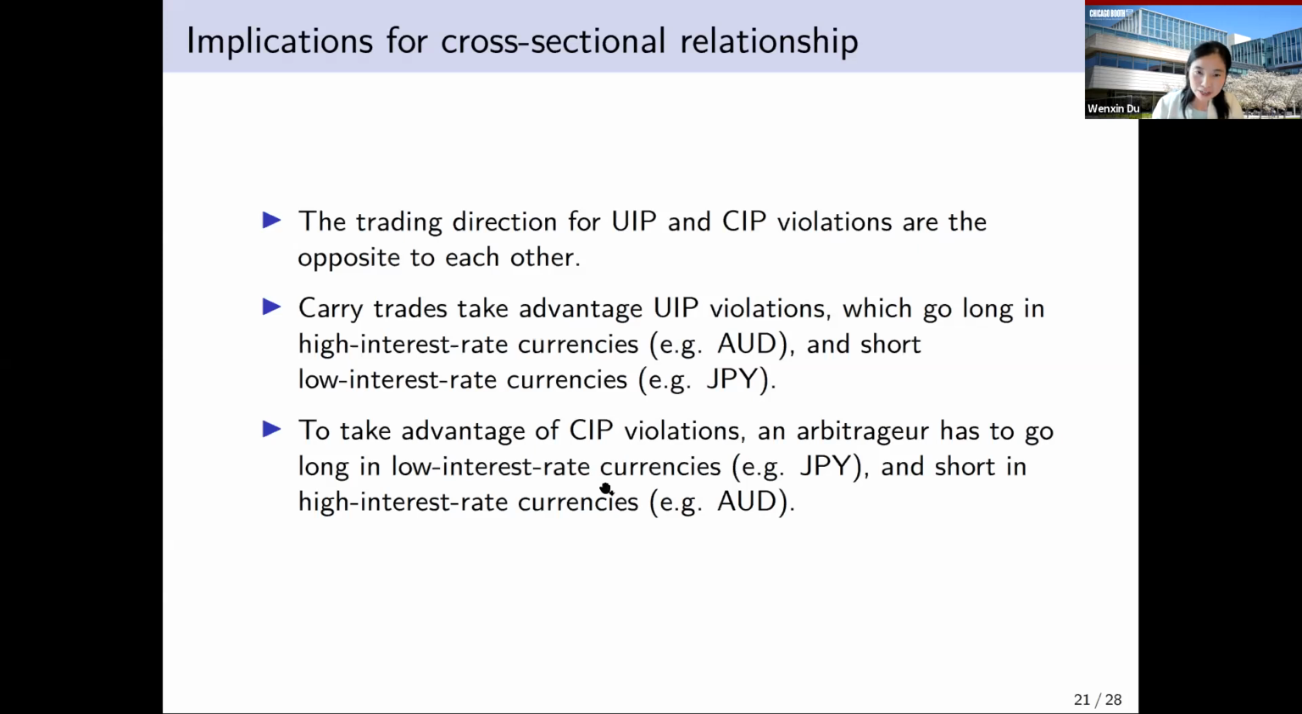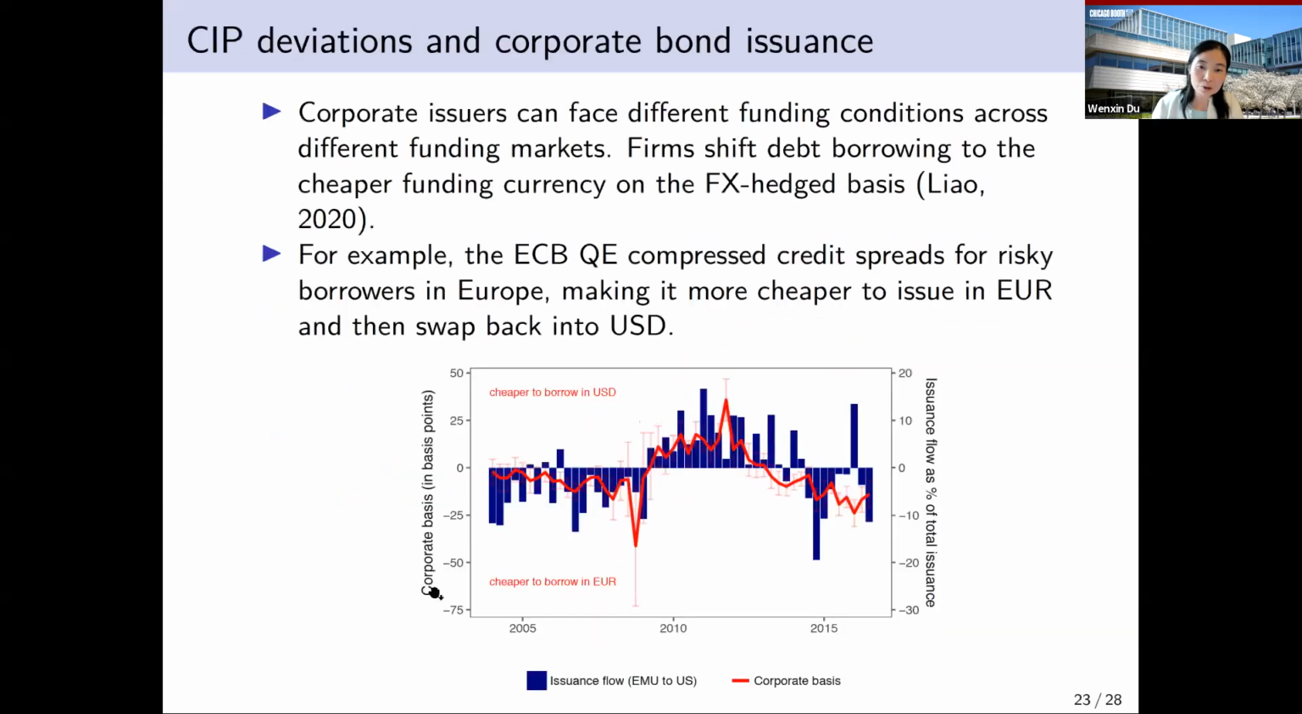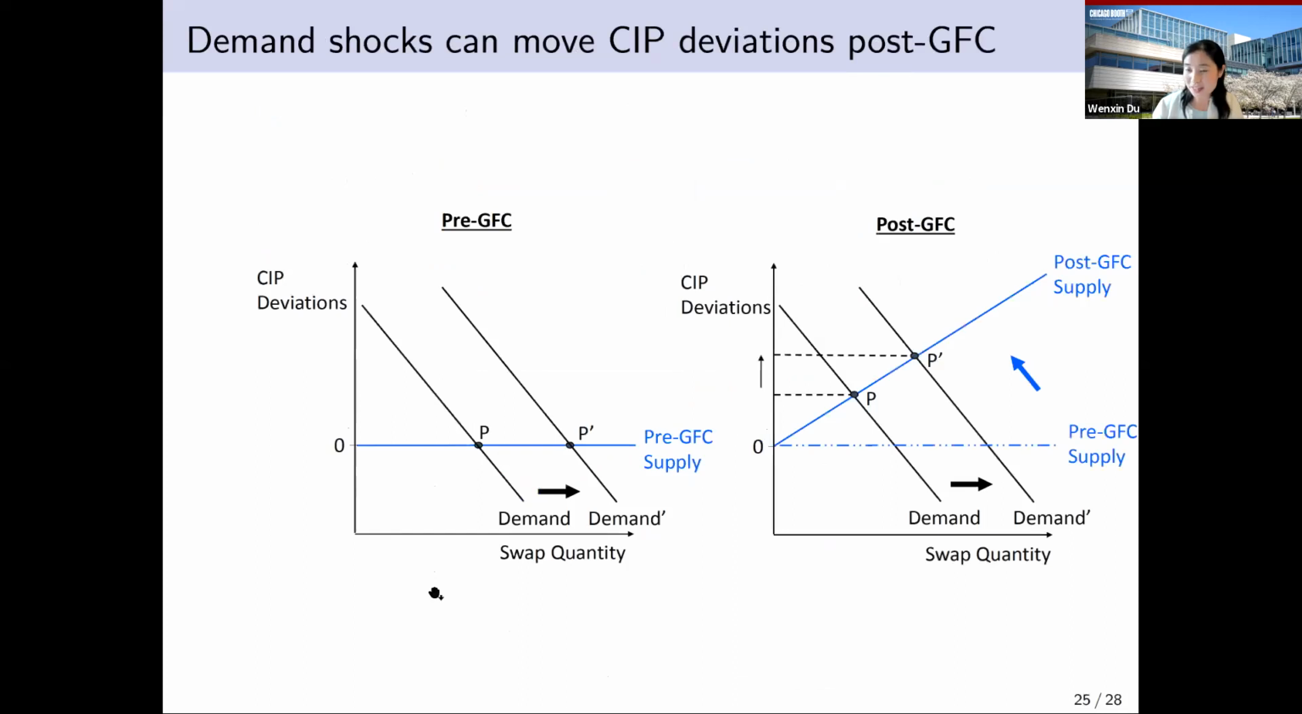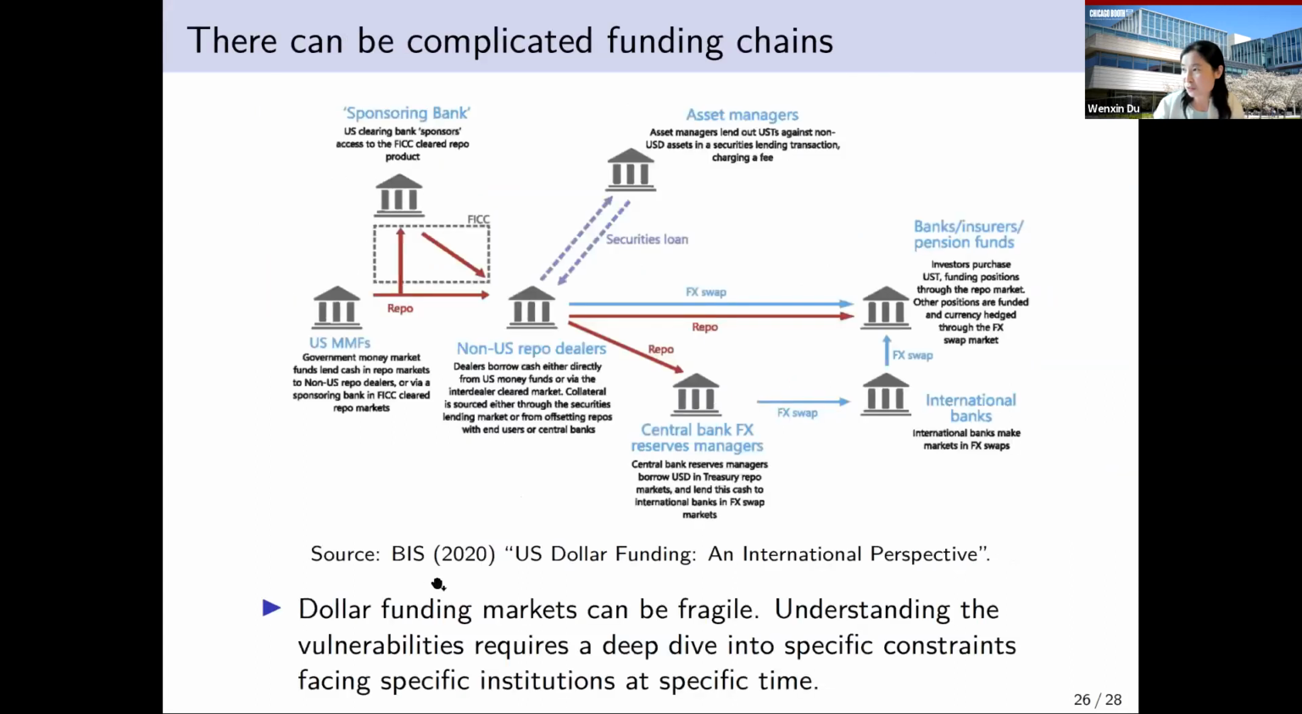Okay, so I think I ran out of time. So let's just conclude. The slides will be posted. You can read them. I want to conclude that this is a very exciting research agenda because there are many, many different players, and this market is very fragile, as we have seen large spikes happen on a periodic and also unexpected basis. And understanding these vulnerabilities requires a deep dive into specific institutions at specific times. So I hope there will be more work on this for us to understand these markets better.